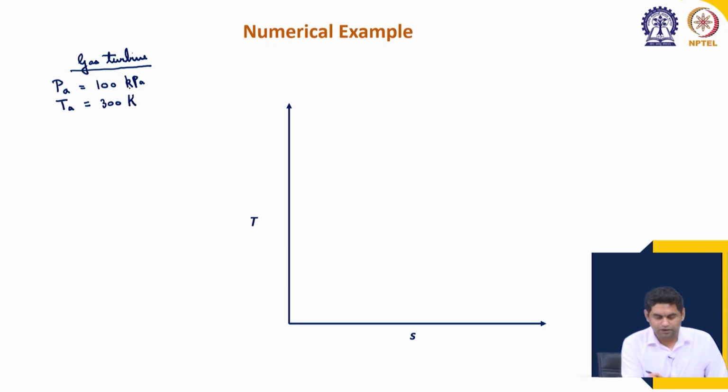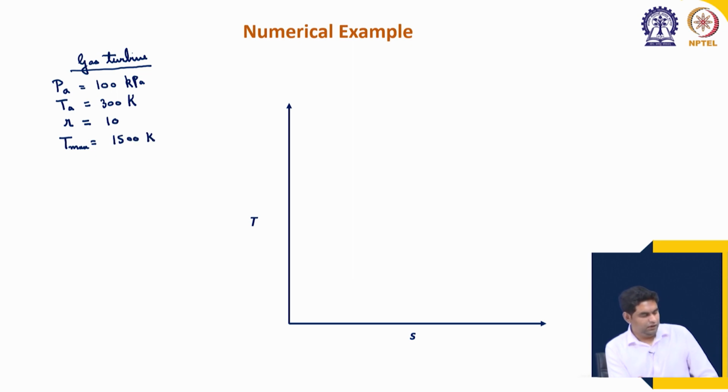Then we have a pressure ratio R. So, this is a design parameter, remember, this is 10. The turbine inlet temperature T max is 1500 Kelvin. Then we also have a conversion efficiency, so we will have a conversion efficiency which is equal to 0.98.